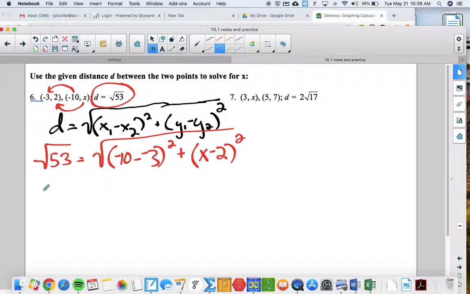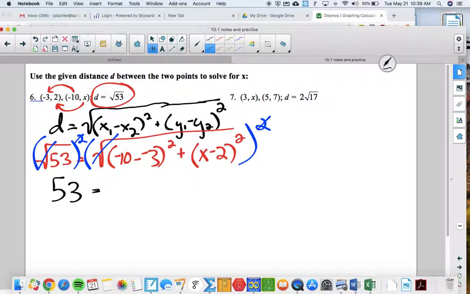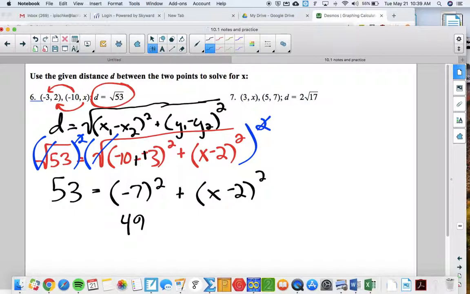All right, so here we go. The first step we can really do is everything on the left and everything on the right is getting square rooted. So let's square the left and the right side. What that does is then undoes the square root sign. So we get 53 equals, well, that's really a negative 7 squared plus x minus 2 squared. Negative 7 squared is 49.